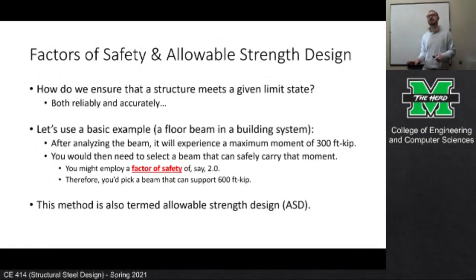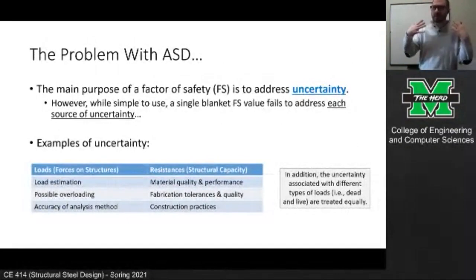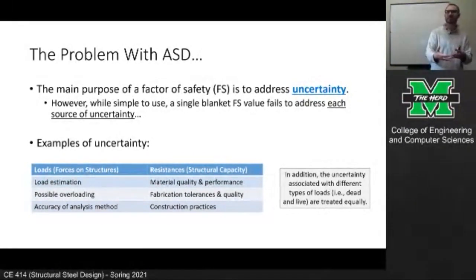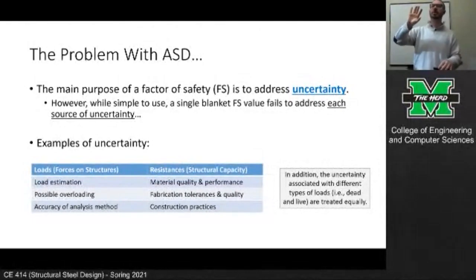But in order to discuss that, we need to talk about the reasons. Why do we even use a factor of safety? I mean, if the structural analysis is perfect and succinct from a static standpoint, why do we even need to do that? Well, there are some problems with ASD, and the main purpose of ASD and using factors of safety is to address uncertainty. But while it's simple to use, a single value doesn't address each source of uncertainty. And so here's the example that I like to use to describe the different sources of uncertainty.